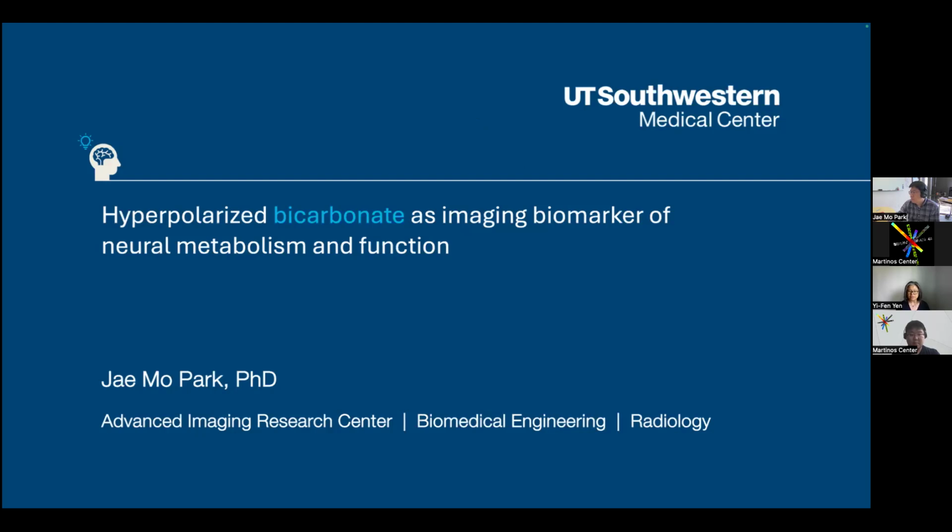Jae Mo received his master's degree from the Electrical Engineering Department at Stanford University, and following that, he got his PhD also at Stanford. That's where we overlapped. I was there at the time working for GE Healthcare, and I was collaborating with Jae Mo in many of the very interesting hyperpolarized C13 imaging studies early on. Now Jae Mo is an associate professor at UT Southwestern Medical Center, Department of Biomedical Engineering, as well as Department of Radiology. So welcome, Jae Mo, to give us this BrainMap presentation.